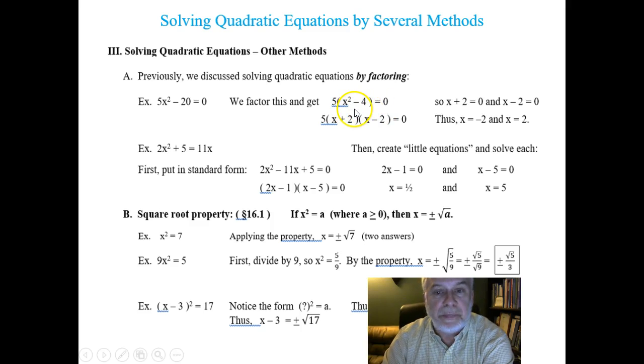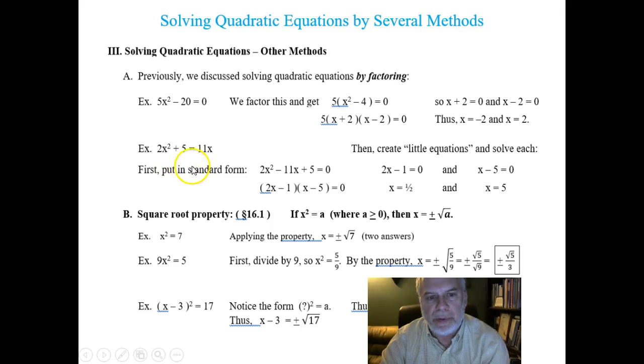And then that's a difference of squares, right? X squared minus 4 is called a difference of squares. And so we could write it as x plus 2, x minus 2. So we've completely factored the left side of this equation. And then we break it up into our little equations. So we set the first thing that has an x in it, the x plus 2, equal to 0, and then x minus 2 equals 0. In the first case, we have x is negative 2. In the second case, we have x is positive 2.